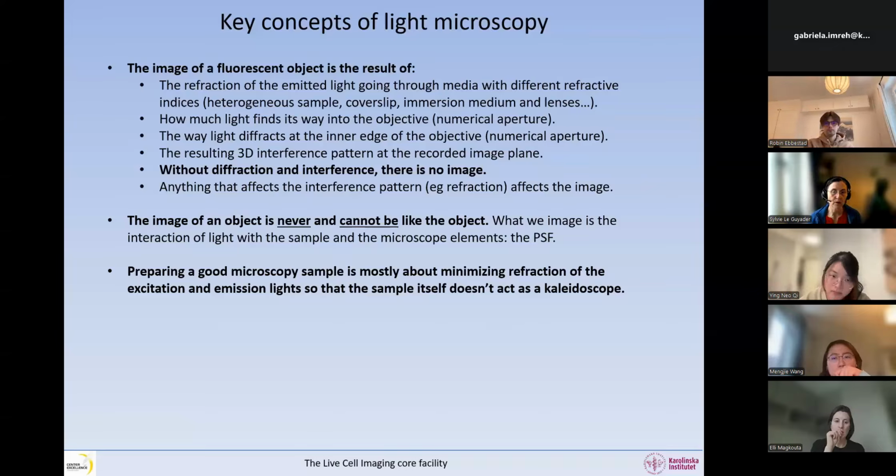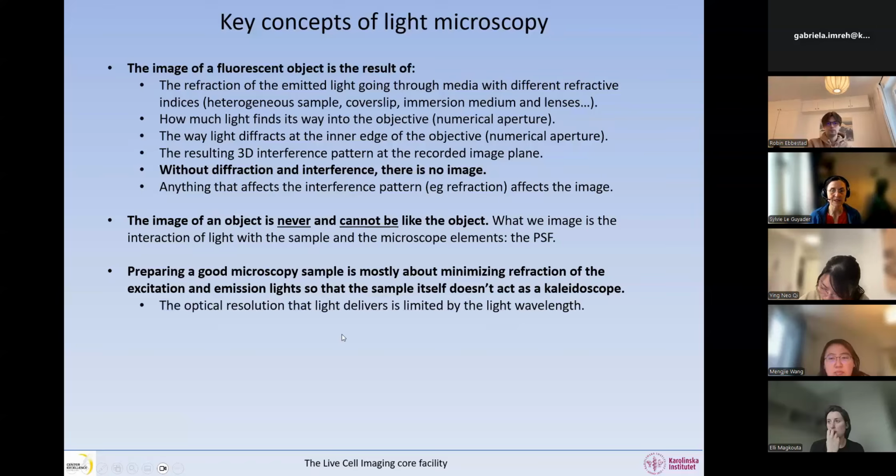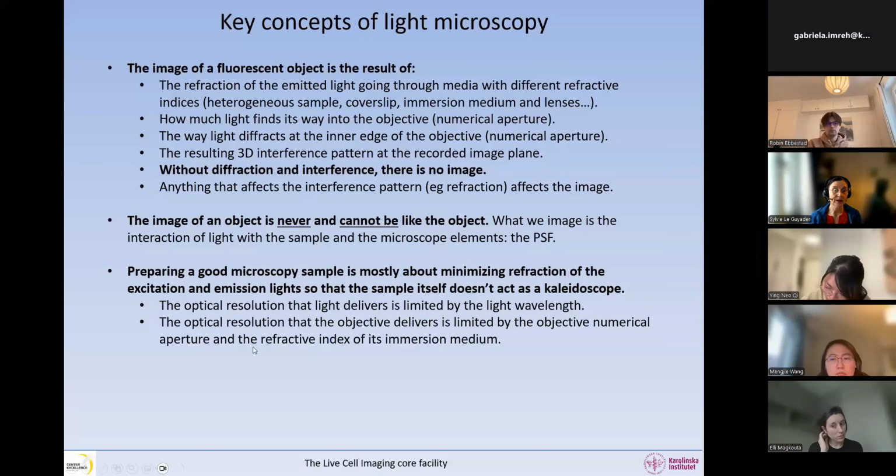This is why we talk about refractive index a lot, because it has an effect on the point spread function, and therefore it has an effect on your image, okay? So this is what is important when you prepare a good microscopy sample. We will see what a good microscopy sample is later. The optical resolution that delivers light is limited by the light wavelengths, and it's also limited by the numerical aperture of the objective and also the refractive index of the immersion medium. So these are the things that will affect the optical resolution.